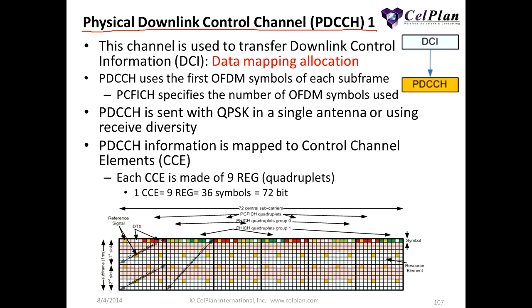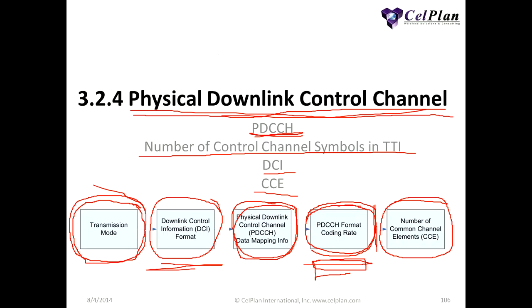Okay, so what we want to do is this channel has to transfer DCI information, downlink control information. That basically gives me data mapping allocations. One thing that I forgot to say before: the reason that we need to have the CCEs is because I will ask you a question. Who tells you where the mapping information is? Well, the UE doesn't know.